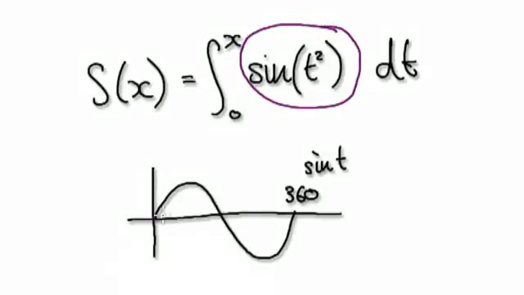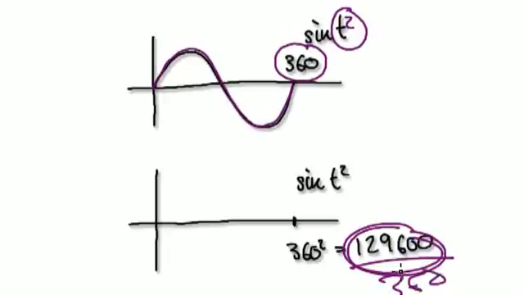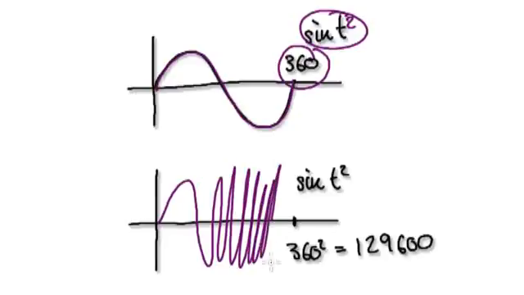You see, the normal sine of x, you have 1 cycle in 360. Well, when you have squared here, you're going to have this over 360 many cycles. The point that I'm trying to make here is that the normal sine of x has 1 cycle in 360. But when you have sine t squared, you're going to have so many cycles within the 360.